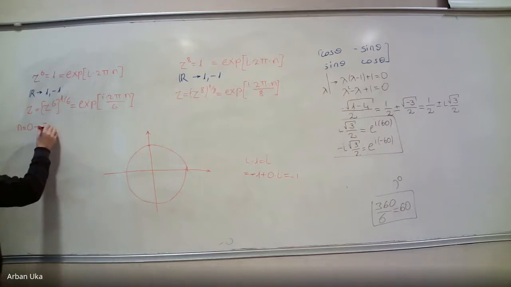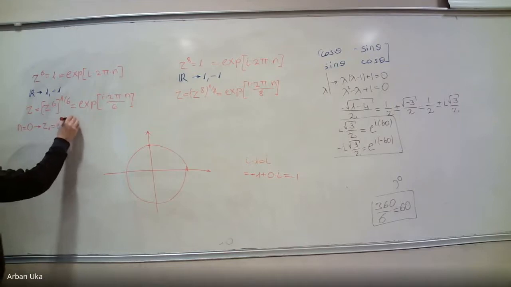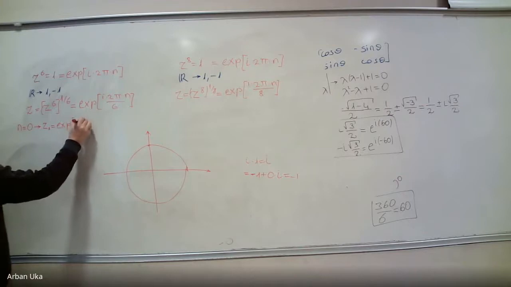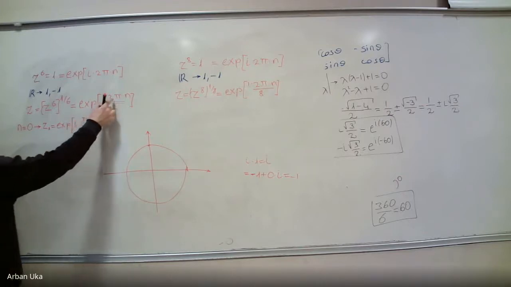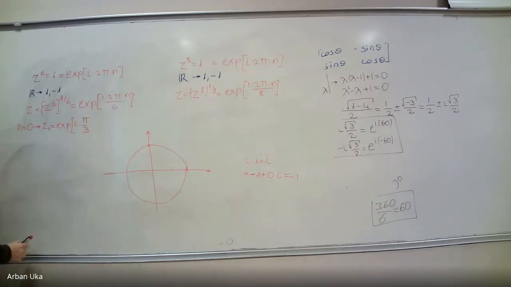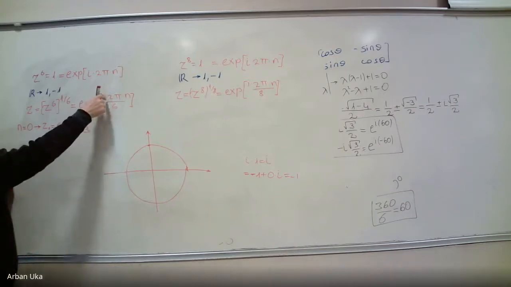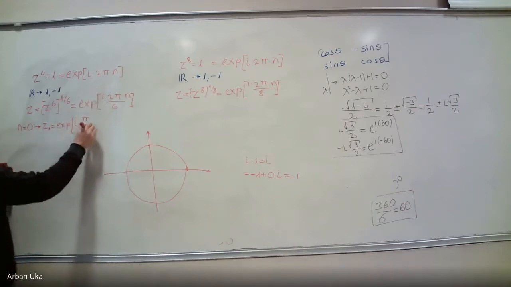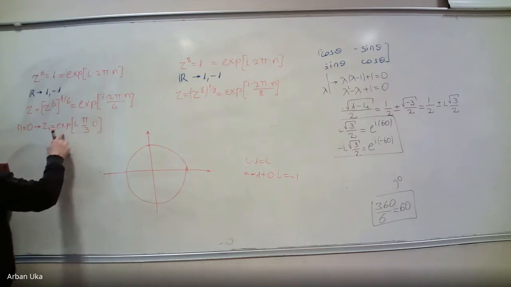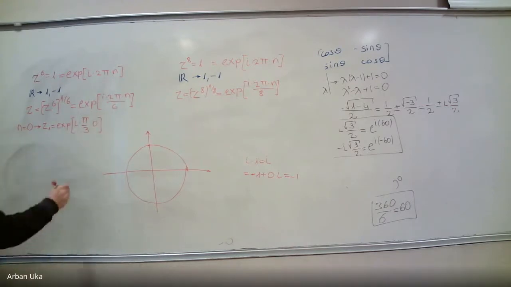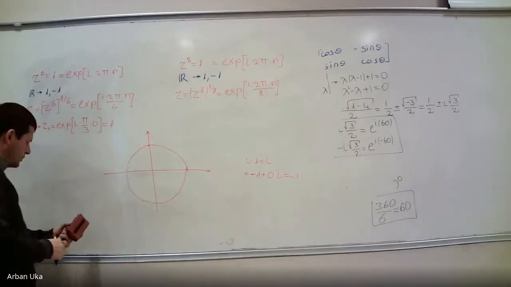We find that z1 would be equal to the exponential of i times pi over 3. Okay, so we simplify, we cancel out by a factor of 2. Then here we have times 0. What is e to the power 0? Alisa? 1. That's true, it's 1. So one root is right here.